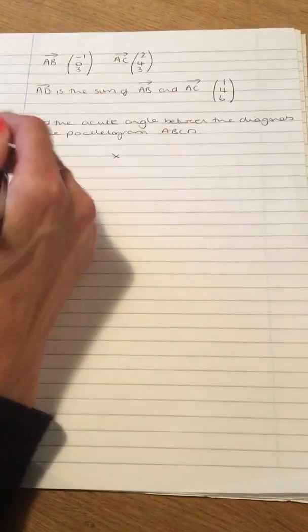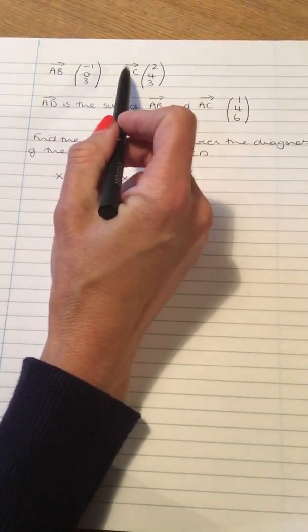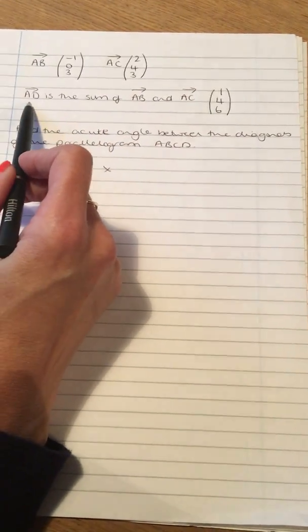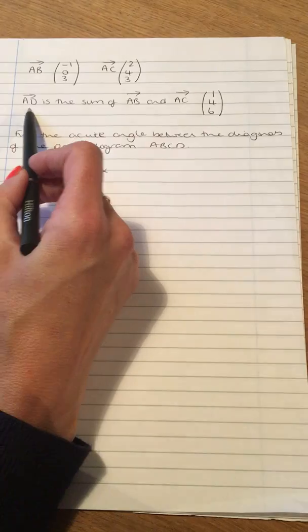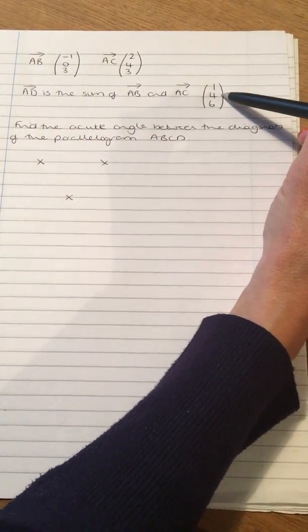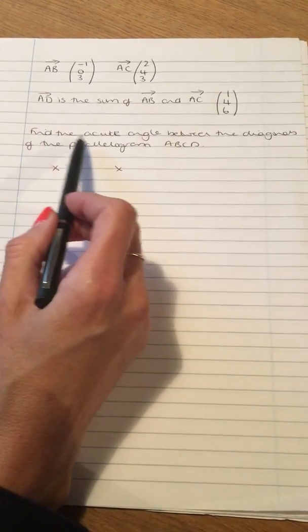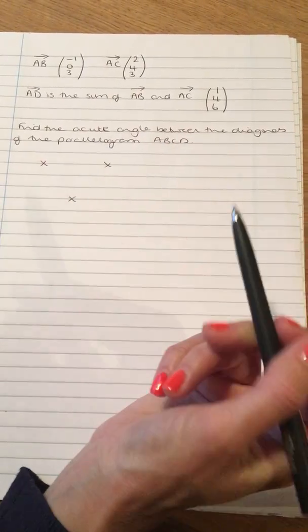Okay, so we've been given two vectors, vector AB, -1, 0, 3, and the vector AC, 2, 4, 3. And we're told that AD is the sum of AB and AC. So to get AD, all we do is we add AB and AC, and it gives us the vector 1, 4, 6. And the question says, find the acute angle between the diagonals of the parallelogram ABCD.